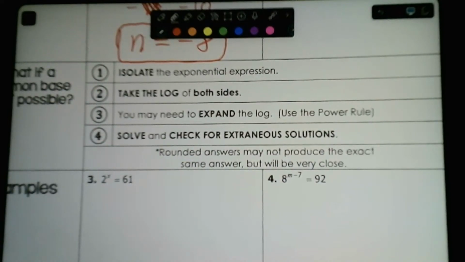Rounded answers may not produce the exact same answers, but they're going to be very close. So when you're putting this back in to check for your extraneous solutions, which, hint, you need to be doing for all of these, and I haven't been doing that step, you'll just want to make sure you're getting close. 3 to 4 decimal points of precision should be enough.